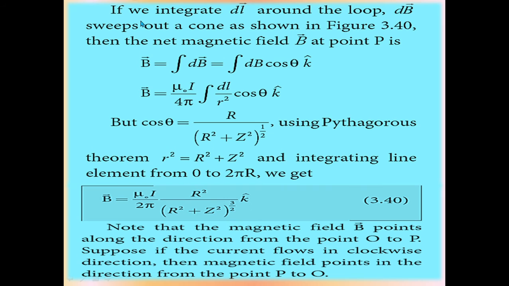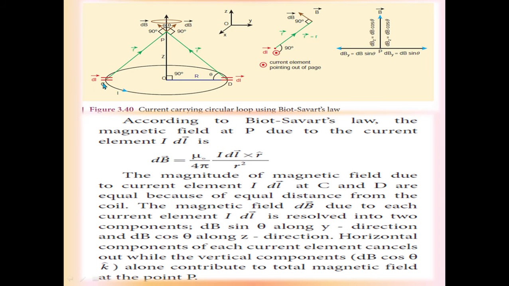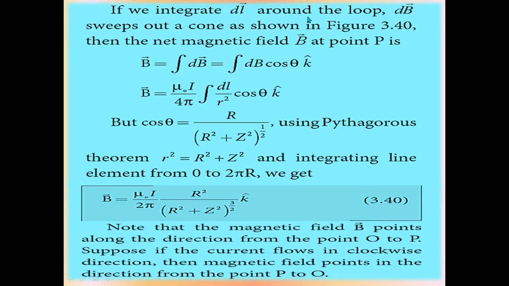Then in the equation, if we integrate the dl vector, what happens? Integration of dl is nothing but L, the length of the coil. It is not a length, it is the circumference of the coil. So let me integrate dl vector around the loop. The dB vector sweeps out a cone as shown in the figure.